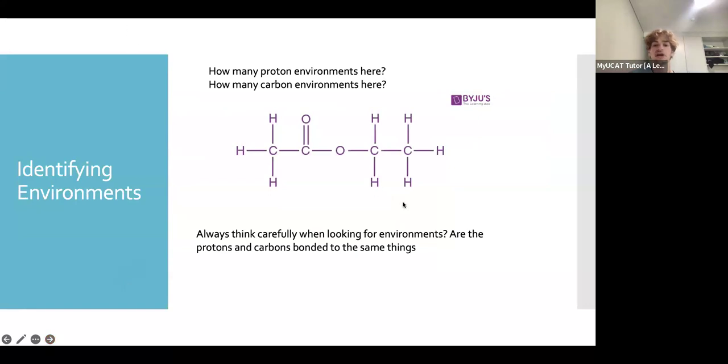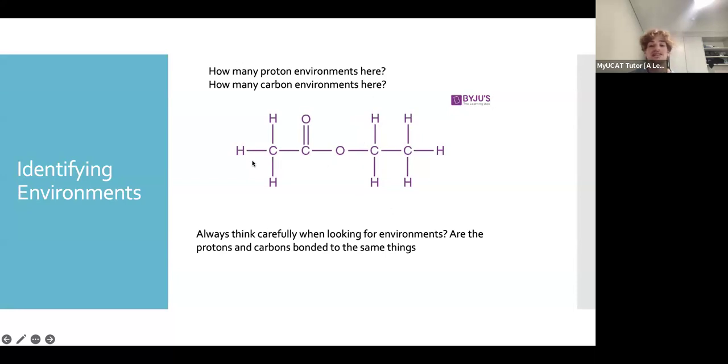Okay, so the first step with NMR is to be able to identify different environments. So what is an environment? In different molecules, we're going to talk about carbon and hydrogen. You can have other NMRs as well, but at A level, you have carbon and hydrogen. And an environment is basically a unique place in a molecule.